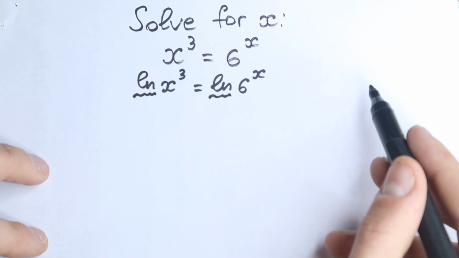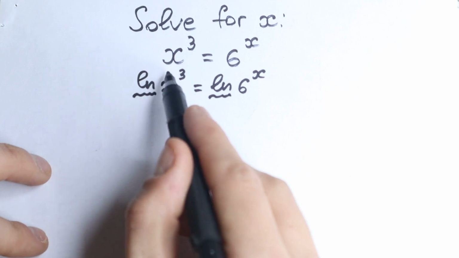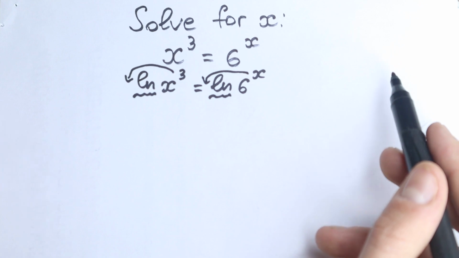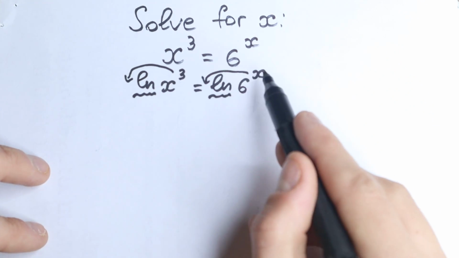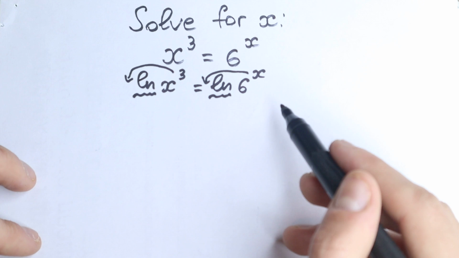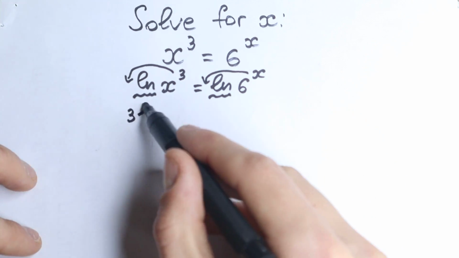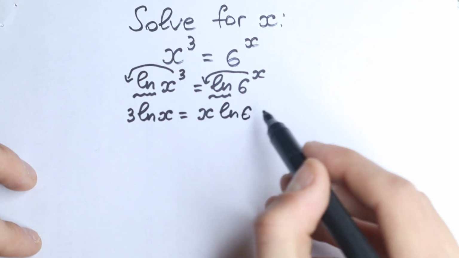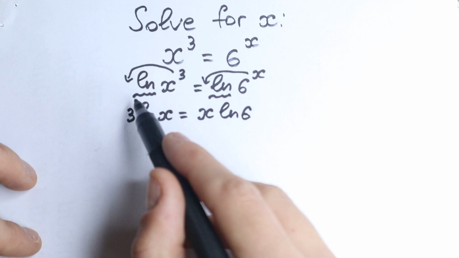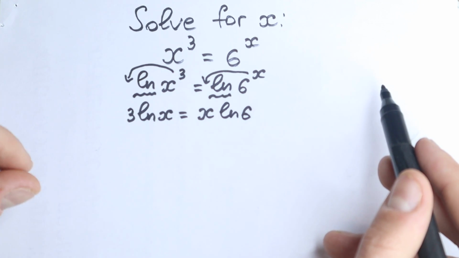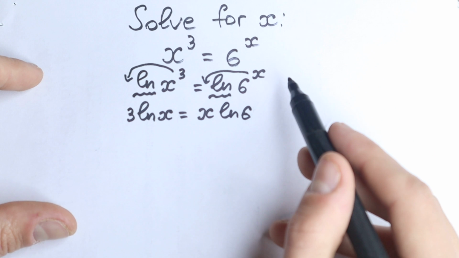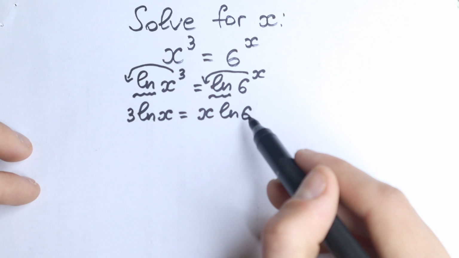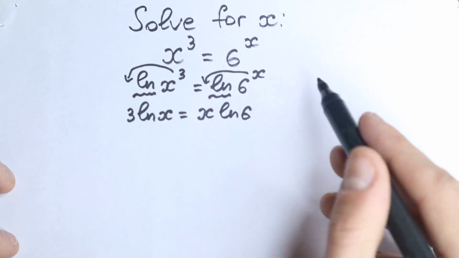And why do I do that? Because if you know a little bit about natural log, this power goes right here and this x goes right here. It helps us a lot, because we don't have these powers and exponents anymore. So we have 3 times natural log x equal to x times natural log 6. Really great, because right now we don't have a power. Now, how can we solve all kinds of equations? We need to group the x that we need to find on the left hand side, and our constant on the right hand side. So let's do that right here.